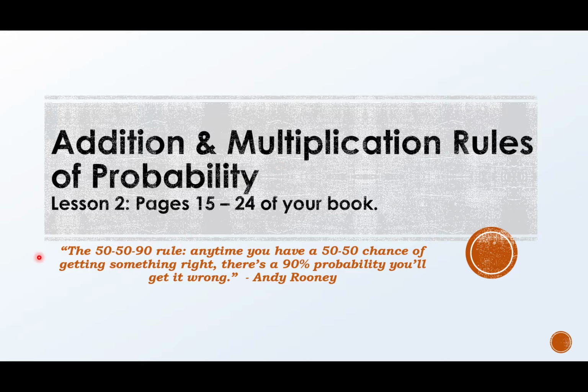Let's begin with this quote. This is actually from the book also by Andy Rooney. It says the 50-50-90 rule. Anytime you have a 50-50 chance of getting something right, there's a 90% probability you'll get it wrong. So just a little something to think about.